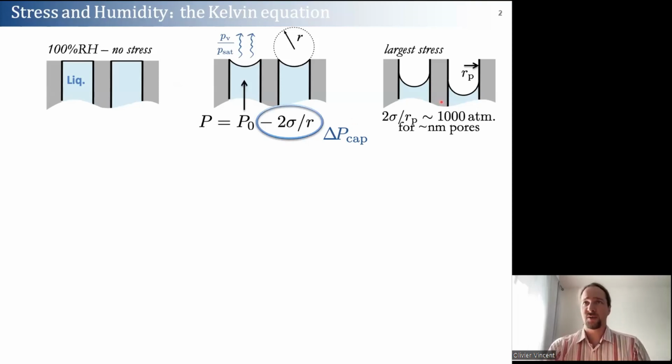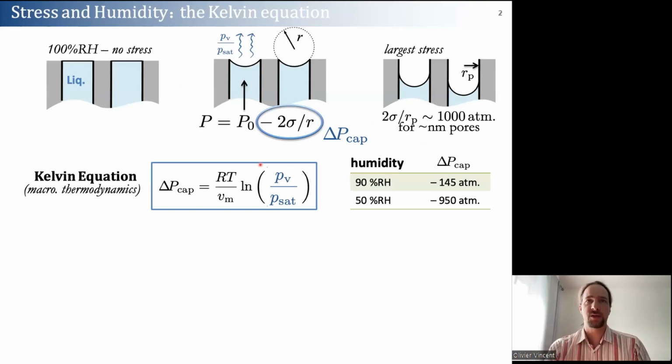Of course, the maximum stress you can get depends on the size of the pores, and the smaller the pore size, the larger the stress. And if you get to nanometer size pores, the stresses can be massive, of order 1,000 atmospheres. An interesting aspect as well of these curved confined menisci is that they have a vapor pressure that is different from bulk liquid water. This is explained by the Kelvin equation that relates the vapor pressure or the relative humidity to the capillary pressure in the liquid.